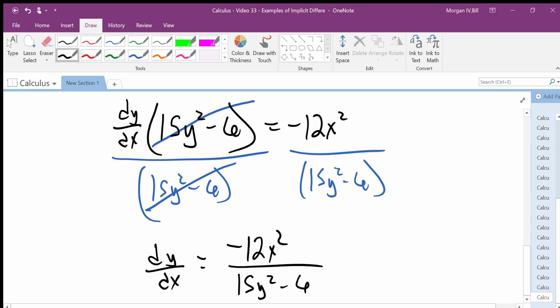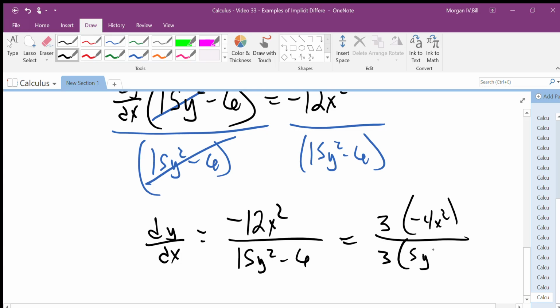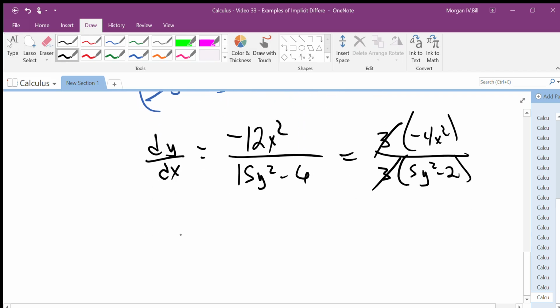And now I'm going to look at this and say, can I simplify it even further? I do see that 12, 15, and 6 all divide by 3. So you could factor out a 3. That'd be negative 4x squared here. Could factor out a 3. That's 5y squared minus 2. The 3's cancel. And get a final answer here. The derivative of y with respect to x is equal to negative 4x squared over 5y squared minus 2.